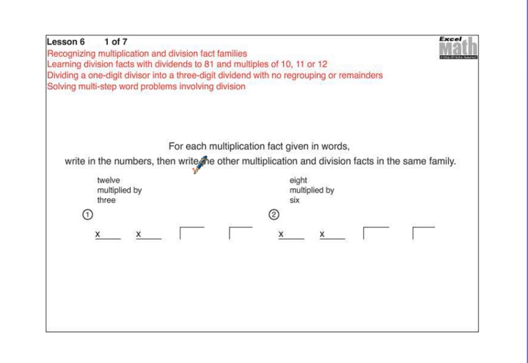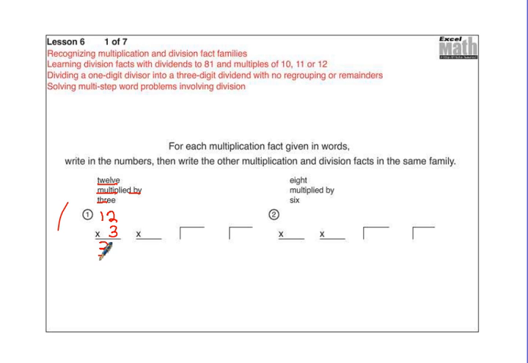For each multiplication fact given in words, write the numbers, then write the other multiplication and division facts in the same family. So your paper should be kind of blank like this. We're going to do the first one together so you can see how it's done. Should be pretty simple for you. On my paper it says 12 multiplied by 3. So what I want you to do right now is write 12 times 3 right there on your paper, and then hopefully you know the answer.